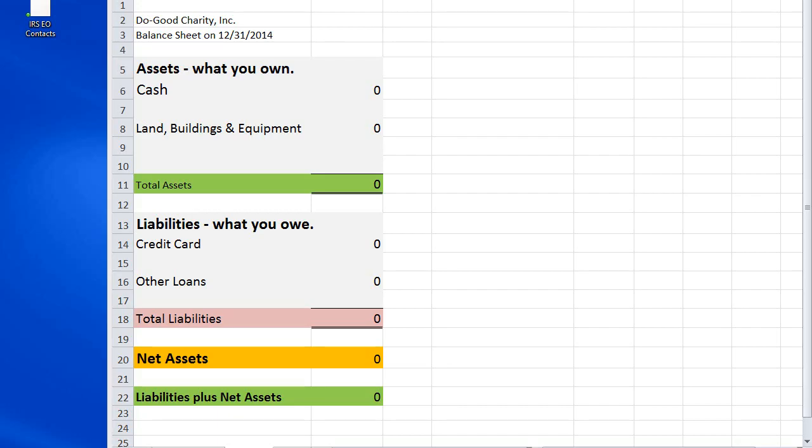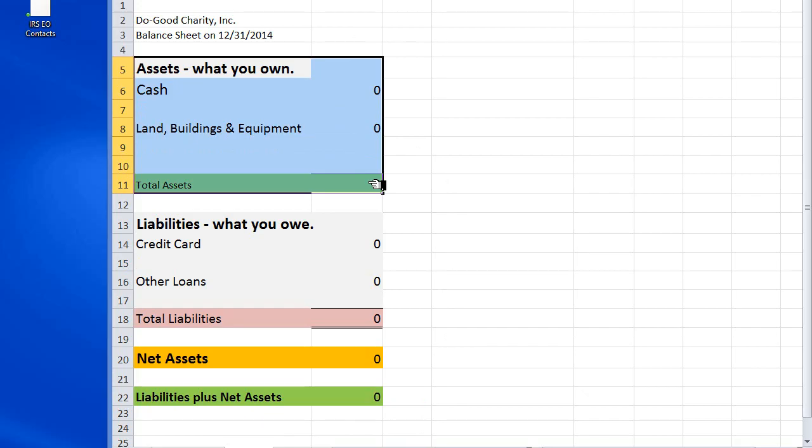So I've put together this little model balance sheet. This is the Do Good Charity balance sheet, 12/31/2014. And this is kind of what a balance sheet looks like, maybe on a spreadsheet or accounting software. Very, very simple balance sheet. There are a couple of sections in the balance sheet. The first one here is the assets section.